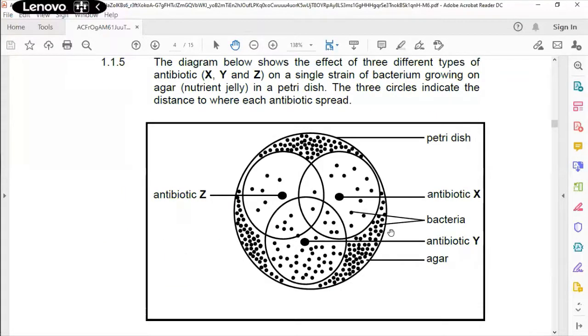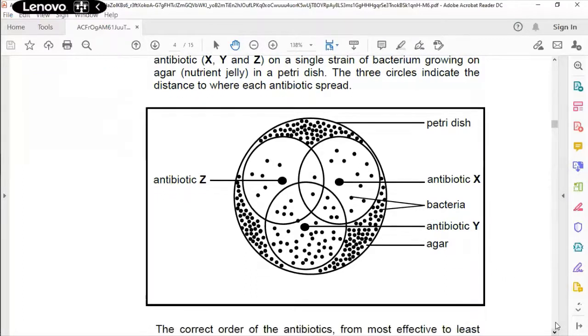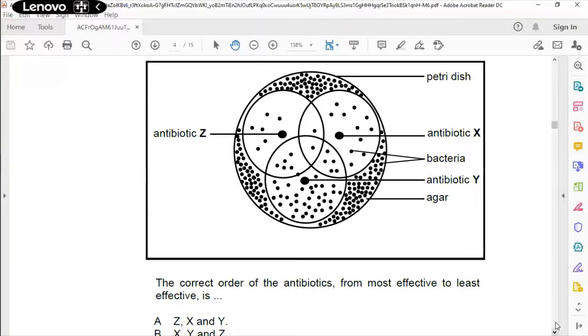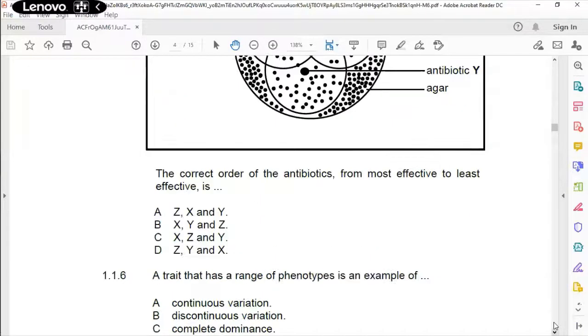Okay, so next question, the diagram below shows, and this relates to what you did at the beginning of the year, and it's also an investigative question. The diagram below shows the effect of three different types of antibiotic X, Y, and Z on a single strand of bacterium growing on an agar nutrient jelly in a petri dish. The three circles indicate the distance to where each antibiotic has spread. Then they ask you for the correct order of the antibiotics from most effective to least effective. Okay, so you've got to take a look at which antibiotic killed the most bacteria. So which one has the least amount of bacteria? And the least amount of bacteria is firstly Z, 1, 2, 3, 4, 5, 6, 7, 8, 9, 10, 11, 12, 13. And then you go to X, and you can see X has a bit more, and Y has a bit more. So it's got to be Z, and then X, and then Y. So Z, X, and Y. So nothing that you had to know, you just had to interpret that question.